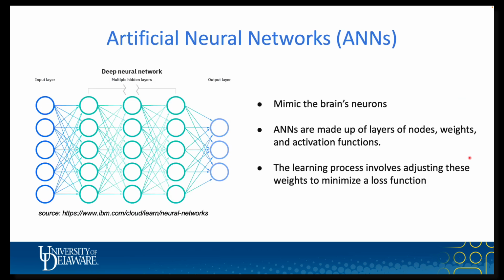detection. Artificial neural networks, as I mentioned before, try to mimic the brain's neurons and are made up of layers of nodes, as shown in this graph. They are connected with weights and activation functions. The learning process involves adjusting these weights to minimize a loss function. Essentially, the model is learning from its mistakes. The objective of learning for the network is to optimize the cost function or reduce the errors, and the weights are updated in the learning process.